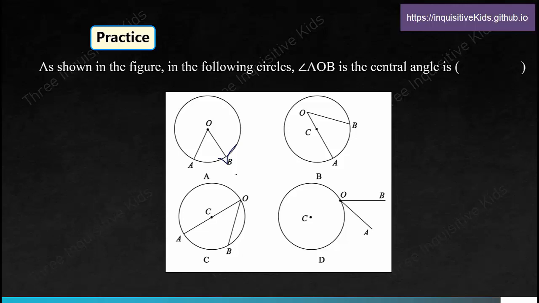Well, look at this. In B, the vertex of angle AOB doesn't line up with the center of the circle. So no, this is incorrect. The same with C. This angle is at the edge of the circle, but it doesn't even overlap the O right here. It doesn't line up with the center of the circle. So D is also incorrect, and the answer is A.